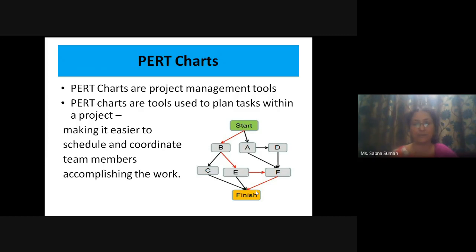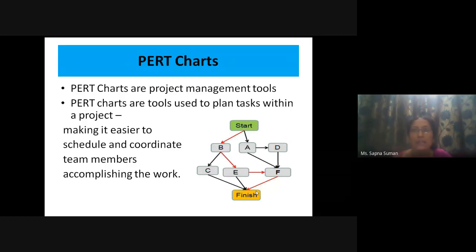As you can see in this PERT chart, which is shown in the slide, there are two colorful rectangular boxes. The green color is representing the initial point or the starting point of the project. And the yellow box where finish is written is representing the ending of the project. In between start and finish, you can see various gray rectangular boxes with A, B, C, D written on them. These boxes represent the various events.